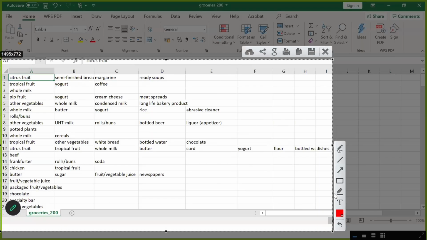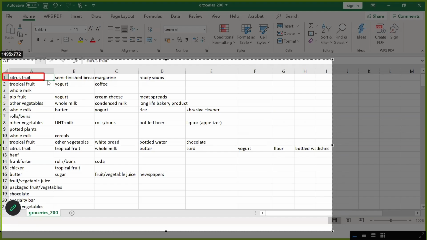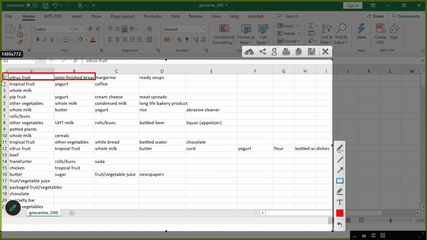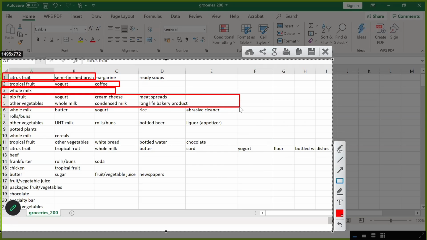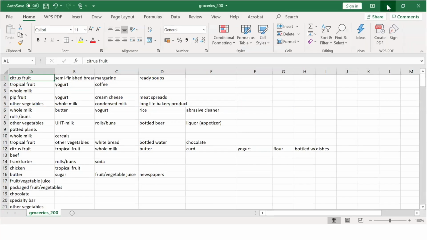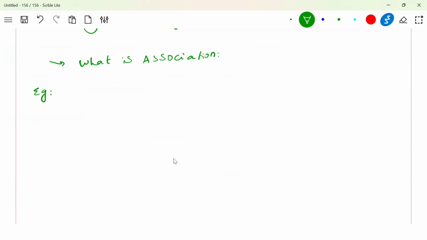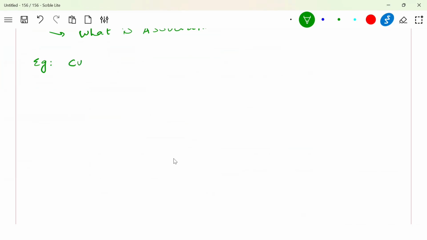Here we have customer one. Customer one has purchased citrus fruit, semi-finished bread, ready soups and all. The second customer: tropical fruit, yogurt, coffee and all. Here we have data consisting of what customers have purchased in our supermarket today. So I have a supermarket data set which consists of various customers and what they had purchased. That is the data with us. So customer one has purchased eggs, onions, and potato.